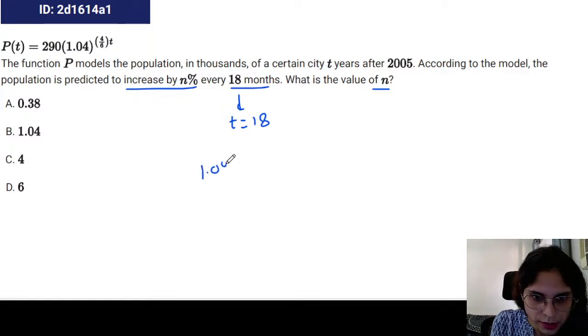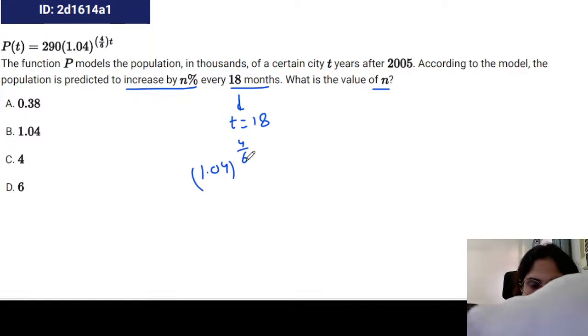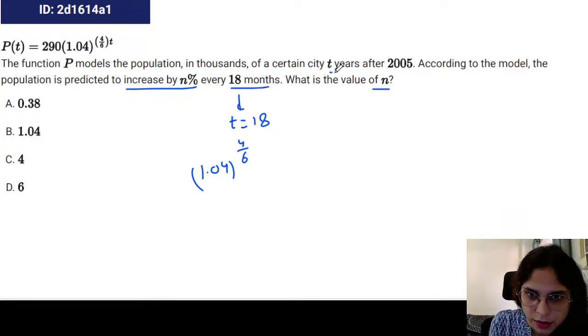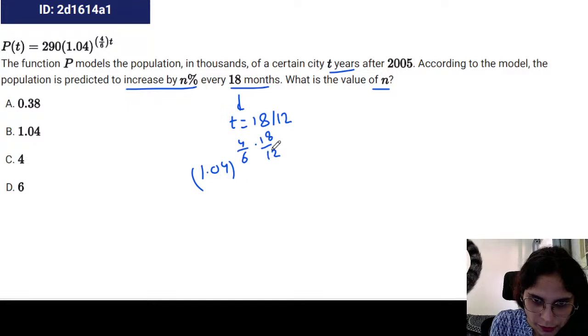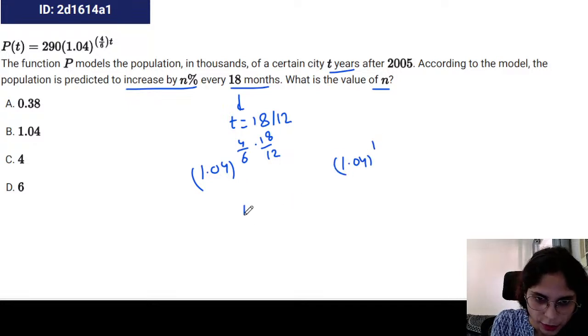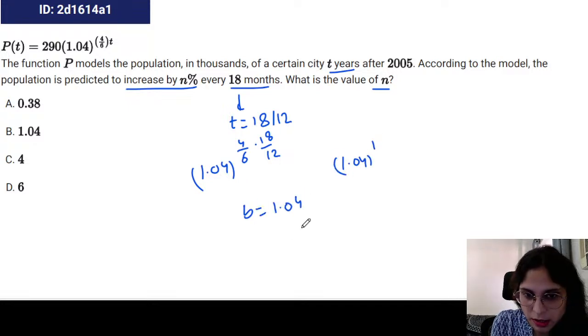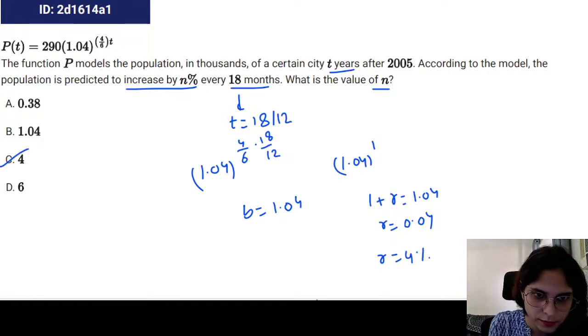So this will be 1.04 to the power 4/6 times T. And now this is T years. So T is going to be 18 over 12, not just 18. So times 18 over 12. So when you simplify this, this is just going to be 1.04 to the power 1. So your B value is 1.04, and because it is increasing, 1 plus R is 1.04. That means R is 0.04. R is 4%. Or increasing by n%, so 1 plus n. So n is going to be 4%.